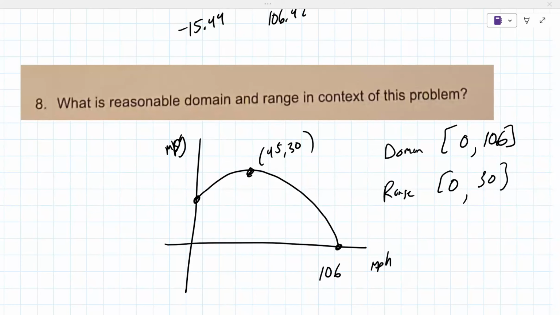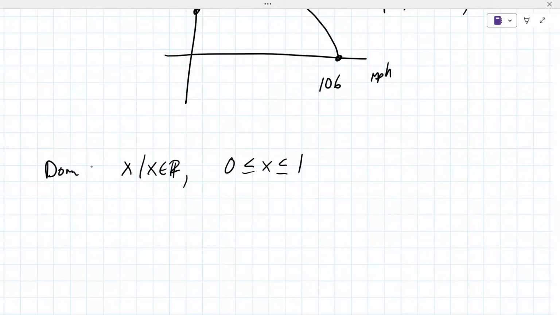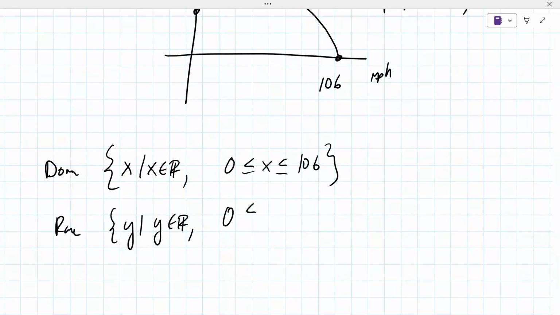However your teacher wants it. I think that's how they prefer it, with the numbers, but I don't know. I don't remember the proper terms by heart. If they're doing it that way, it would be x such that x is an element of the real numbers, comma 0 less than or equal to x less than or equal to 106. And then it would be the same for y, just with a different number, obviously. y such that y is an element of the real numbers, comma 0 less than or equal to y less than or equal to 30.